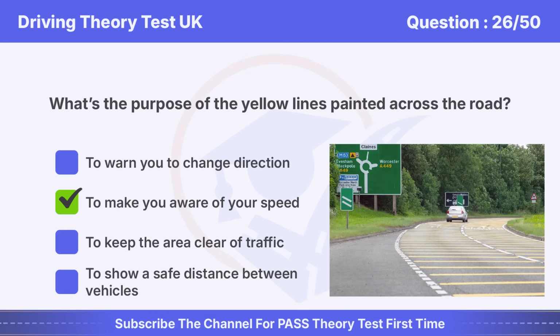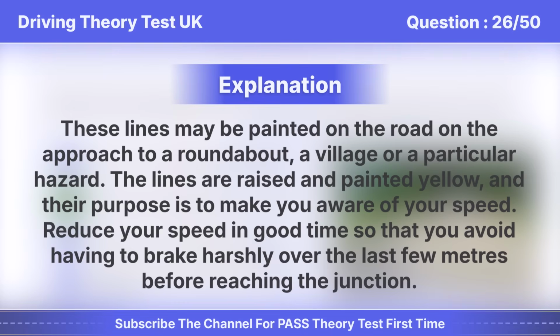Answer is B. To make you aware of your speed. These lines may be painted on the road on the approach to a roundabout, a village, or a particular hazard. The lines are raised and painted yellow, and their purpose is to make you aware of your speed. Reduce your speed in good time so that you avoid having to brake harshly over the last few meters before reaching the junction.